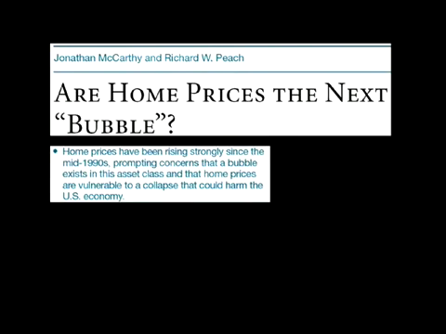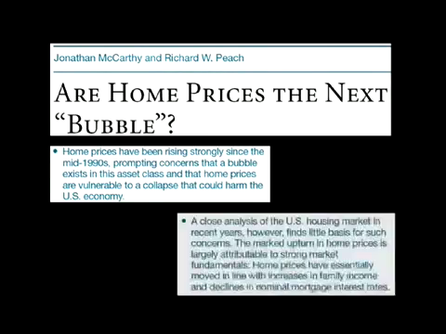economy. But then the main conclusion of the paper veered sharply off into a ditch, reading, "A close analysis of the U.S. housing market in recent years, however, finds little basis for such concerns. The marked upturn in home prices is largely attributable to strong market fundamentals. Home prices have essentially moved in line with increases in family income and declines in nominal mortgage interest rates."